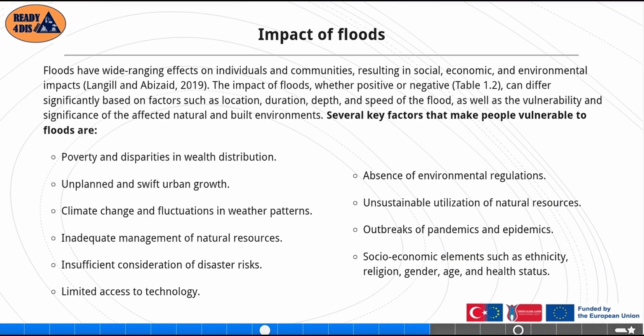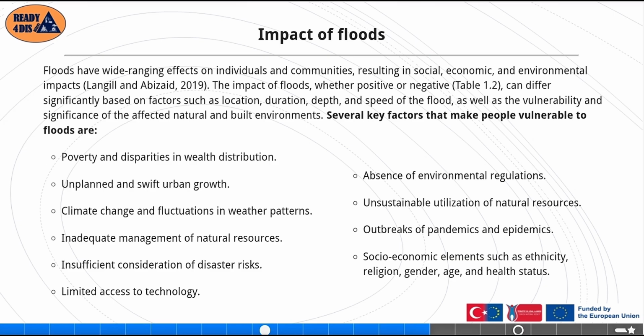Impact of floods. Floods affect people and communities in many ways: social, economic, and environmental. Their impact depends on factors like location, duration, depth, and speed of flooding, as well as how vulnerable the affected area is.